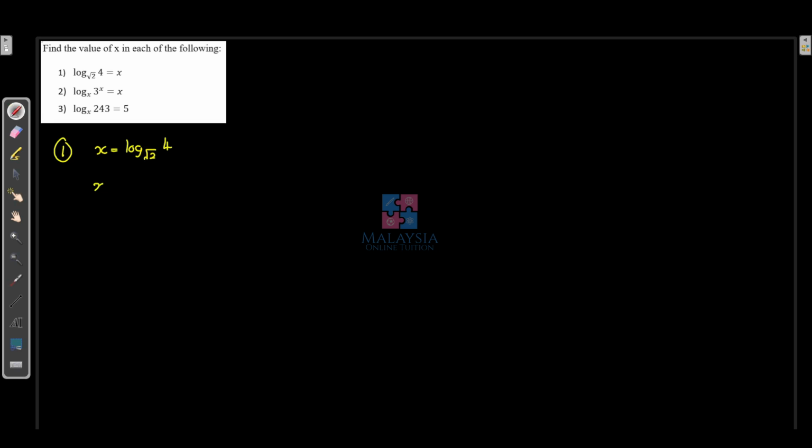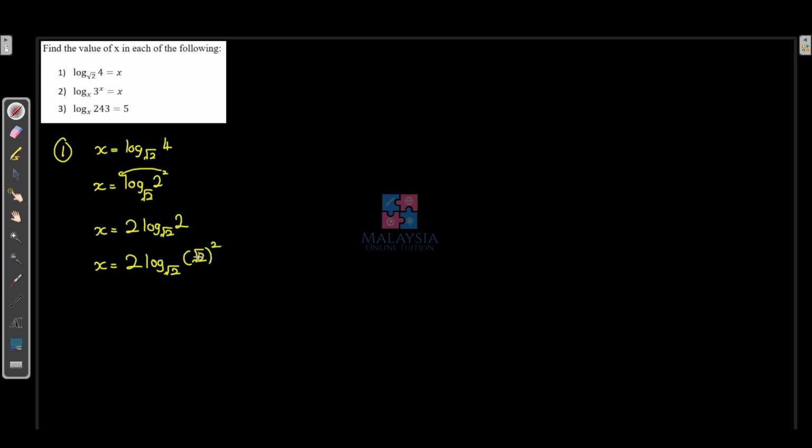So the first step is we can change the 4 into 2 squared. Remember the base is square root 2. And then we can shift the 2 to the front of the log. So what we have next is x equals 2 log square root 2, the base, and then 2 here. So how to change 2 to become square root 2? That's the thing. So we can write like this: x equals 2 log of base square root 2, and this is going to be square root 2 to the power of 2.